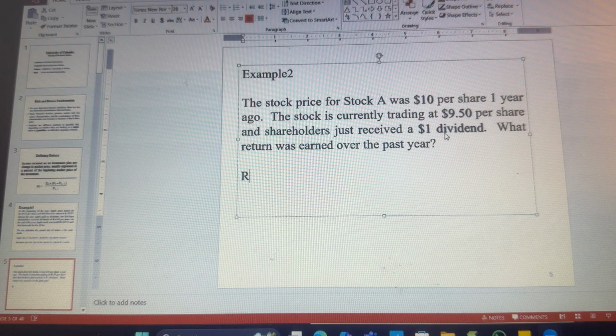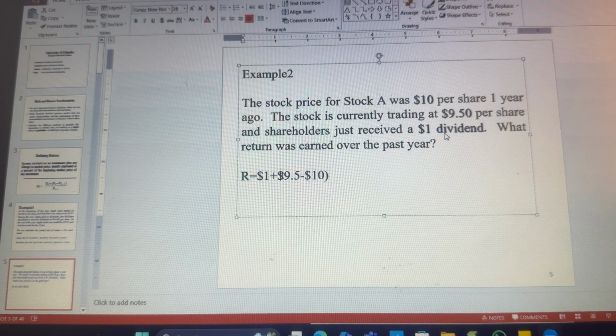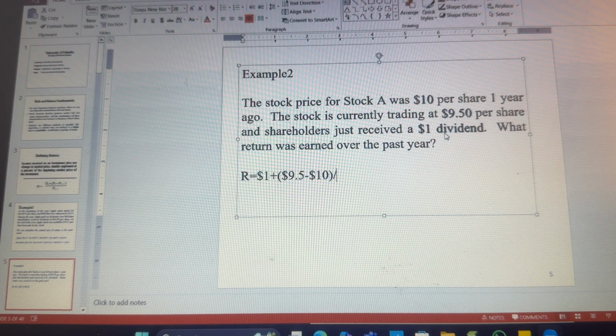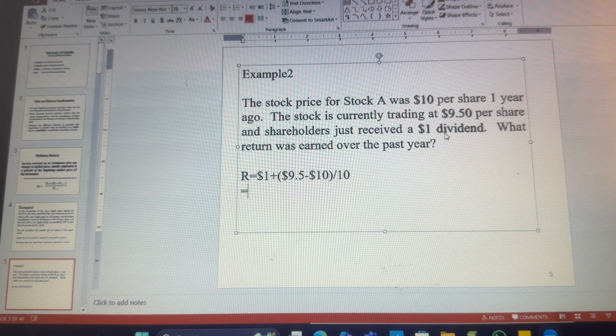So the return for this particular stock is equal to $1. Actually, $1 is the dividend. Plus the price change, 9.50 minus $10. That is the loss, a capital loss we can say, not a gain here. So this entire thing should be divided by the previous price, that is 10. Now you can find out the return percentage for this example. If you calculate it, it becomes a positive return of 5%. This formula is used in all evaluations on the return part.